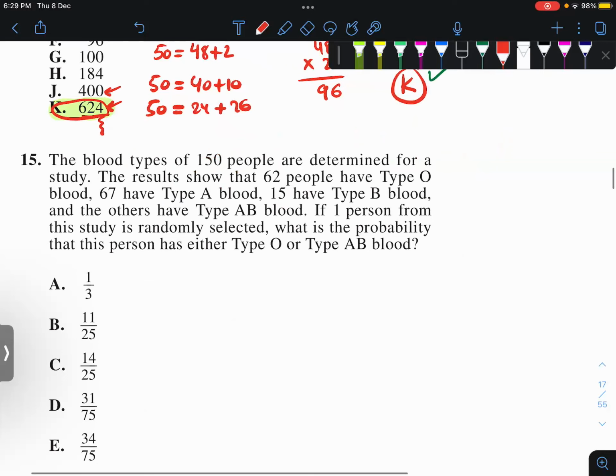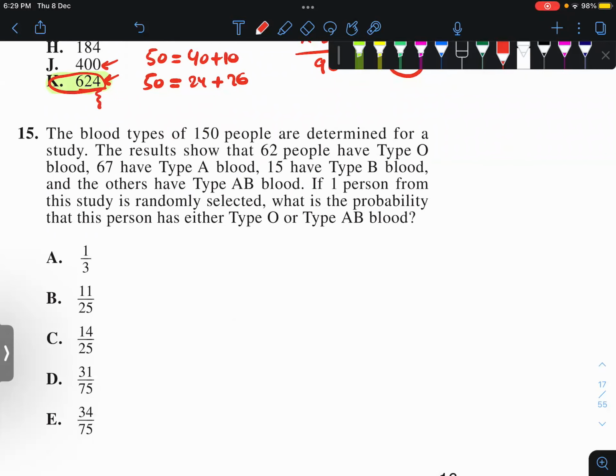15. Okay, the blood types of 150 people are determined for a study. The results show that 62 people have type O blood, 67 have type A blood, and 15 have type B blood, and the others have type AB blood. If one person from this study is randomly selected, what's the probability that this person has either type O or type AB? What is your answer? It's E. Correct. How did you do it?